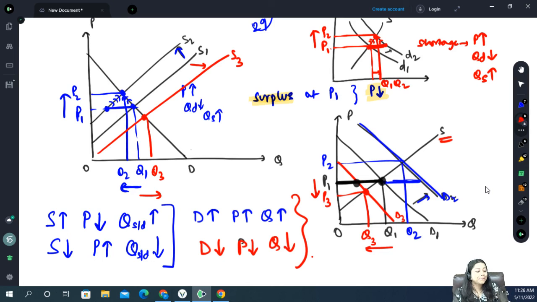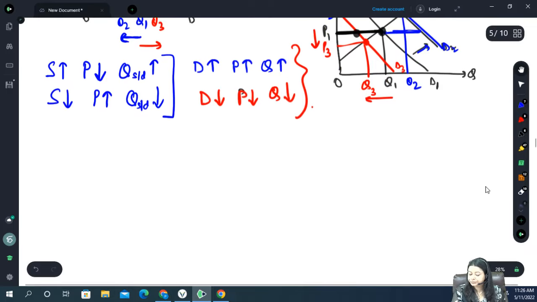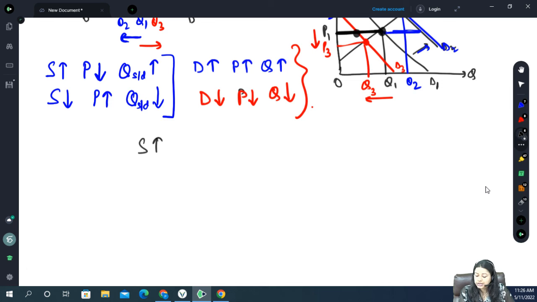Now, this is happening only when there is a shift in the demand or supply. But what if both are shifting together? Because in the market, generally both curves are shifting together. For example, what will happen if now supply increases and demand also increases?